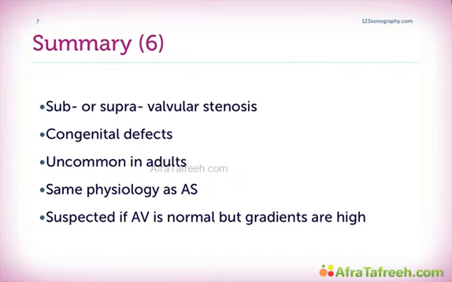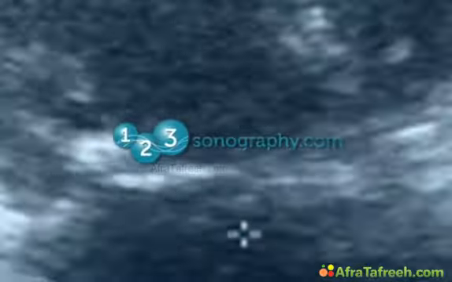And we should think of these entities or suspect this if the aortic valve is normal, but the measured gradients are high, or if we see turbulences or color aliasing. We should check for membranes or other outflow tract obstructions.